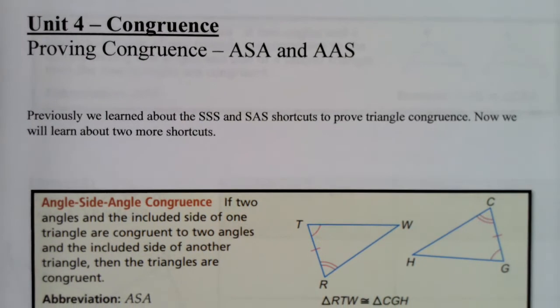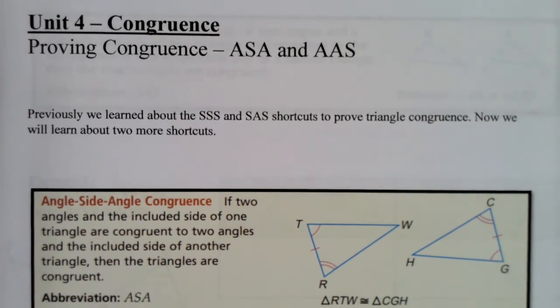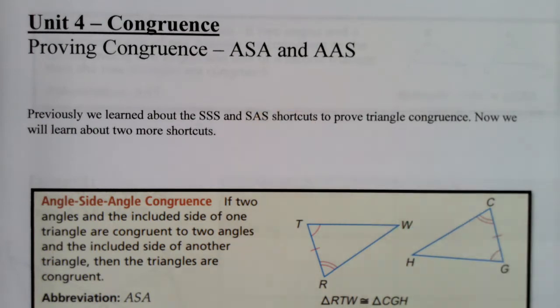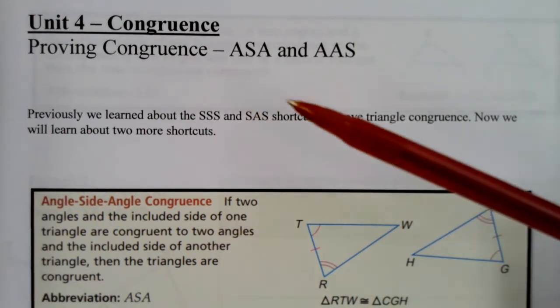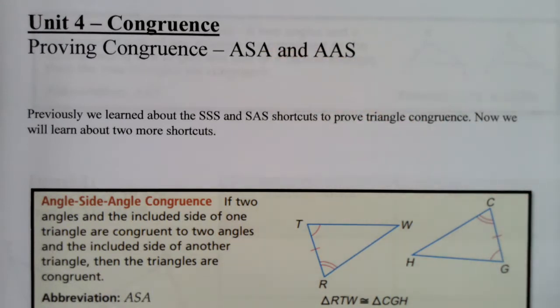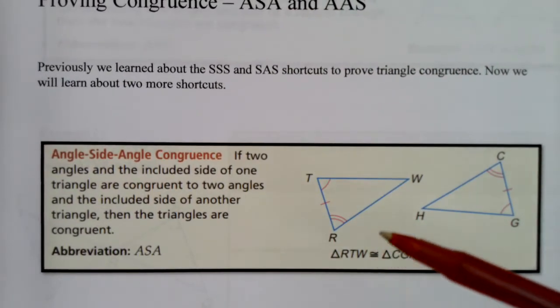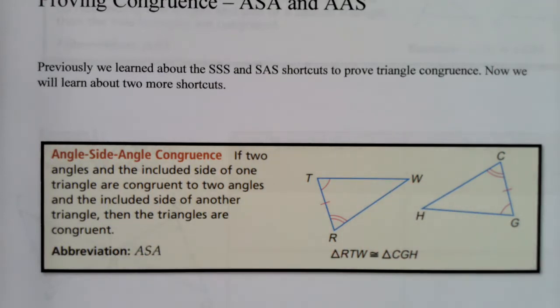So at the beginning of this unit, we learned about congruent triangles having to show the 6 corresponding parts congruent. And then we did 2 shortcuts already. We did side, side, side, and we did side, angle, side. Now we are going to do 2 more shortcuts, which are labeled in the lesson title. The first shortcut we're going to do today is angle, side, angle, or ASA for short.